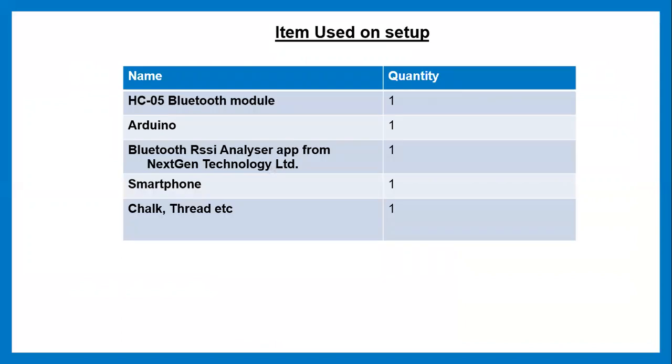The items used in the setup are: we have used the HC-05 Bluetooth module as a transmitter. Then we have used an Arduino, which is connected to this module. We have also used the Bluetooth RSSI Analyzer app from NextGen Technology Limited, which is available on the Google Play Store. We have also used one smartphone which was acting as a receiver. Then we have used some chalk, thread, etc.